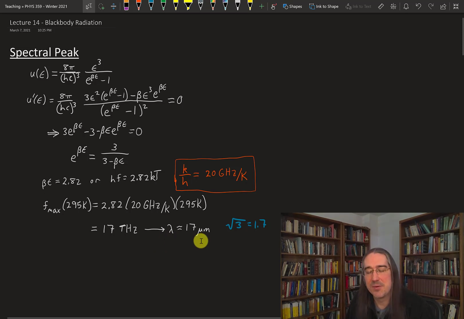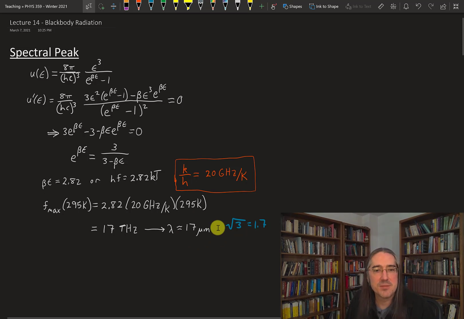And just when I wrote that down, I did a double take. No, frequency and wavelength should not have the same number in them, but the square root of 3 is 1.7, and the speed of light is 3 in these units. That's why they're both accidentally 1.7 here. Okay, so 17 terahertz, which is 17 microns.